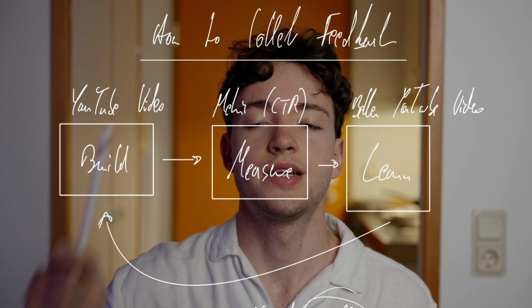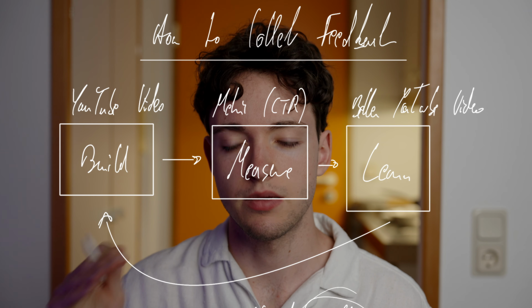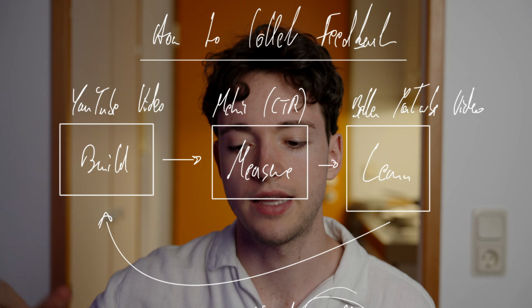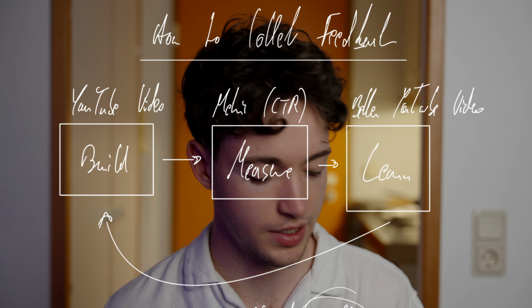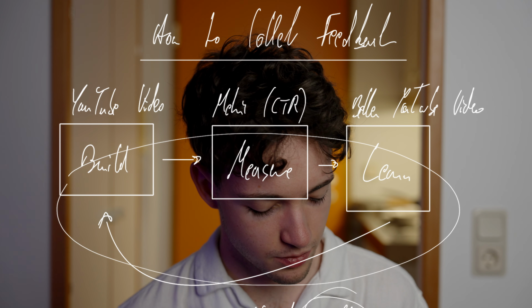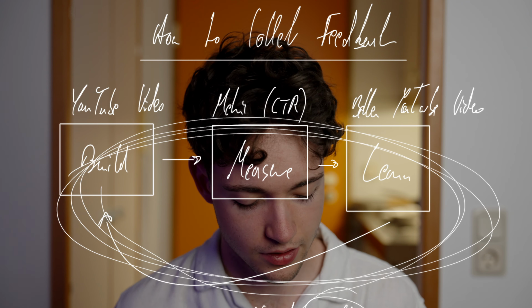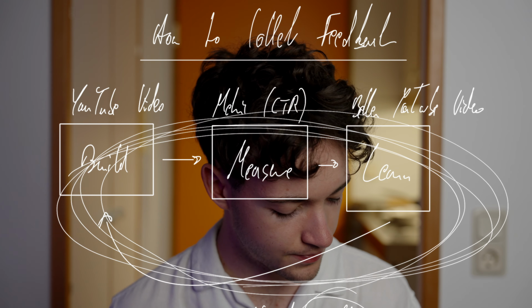Please, please, please try to implement feedback as fast as humanly possible. Sam Altman says that you want to create the fastest iterating company in the world. What does he mean by iterating? To go as fast as possible through this build, measure, learn cycle over and over and over again, as fast as possible. The faster, the better.